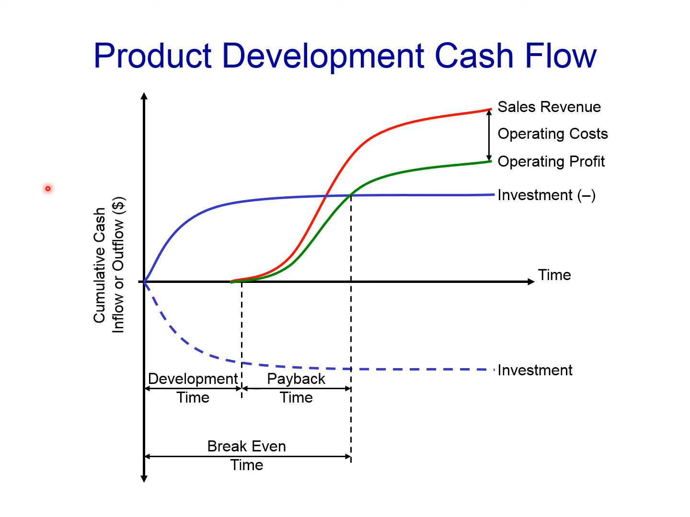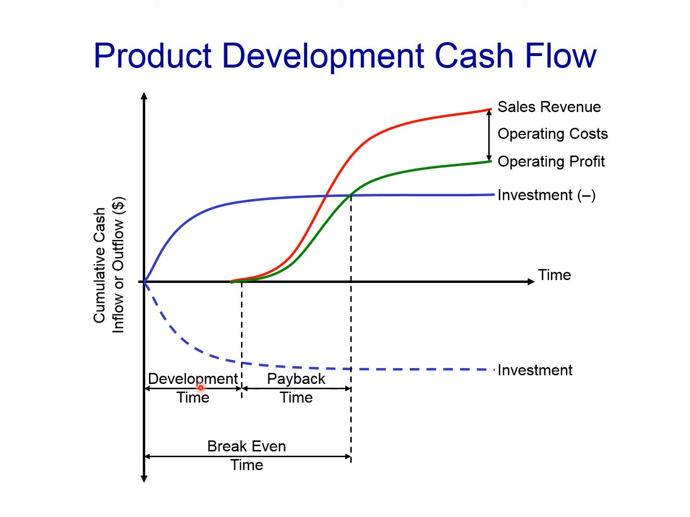Okay, down here we've got three time scales: development time, payback time, and break-even time, or time to profit, time to money. Development time is from the beginning of development until we are ready to make money. Just having a short development time does not mean we have a great product, and does not mean we will be able to pay it back.